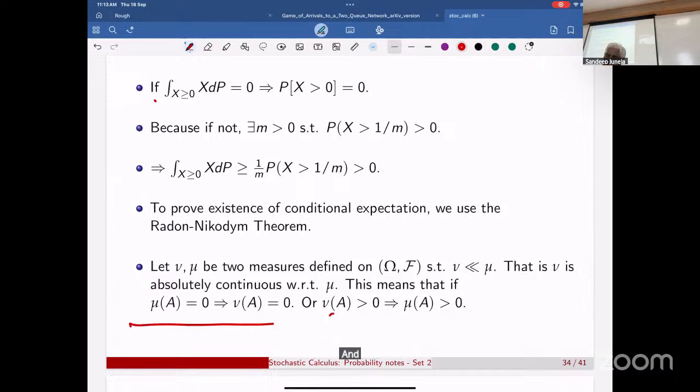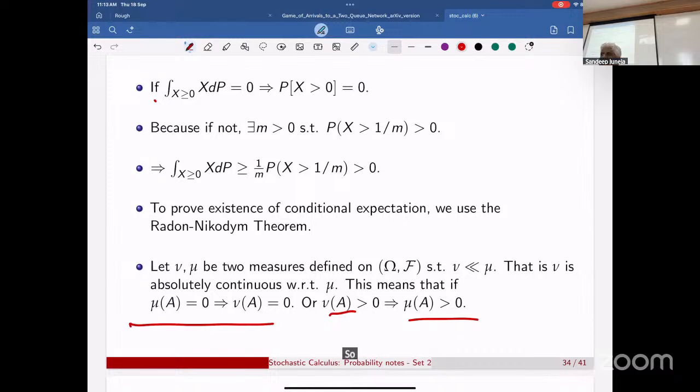And if nu of A is positive, then mu of A must be positive. So mu has a support where it puts positive mass, and nu's support is a subset of that. Nu is not putting positive mass somewhere else where mu is putting 0 mass. Right?